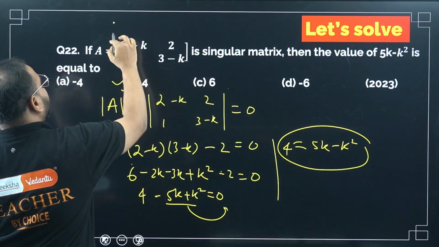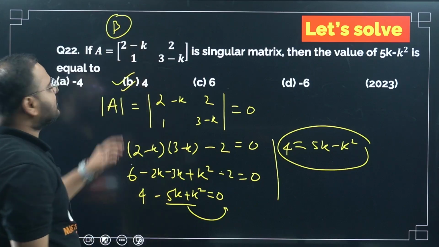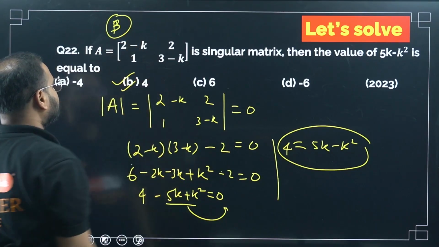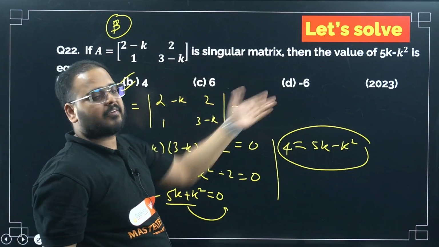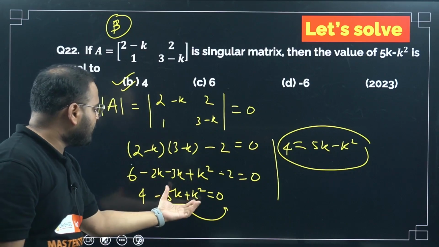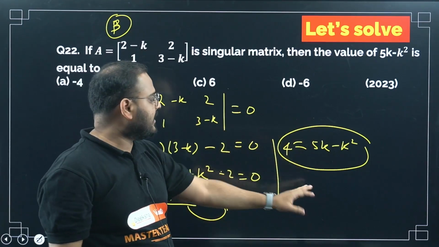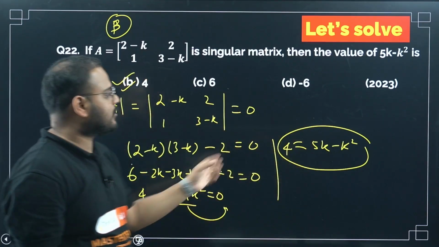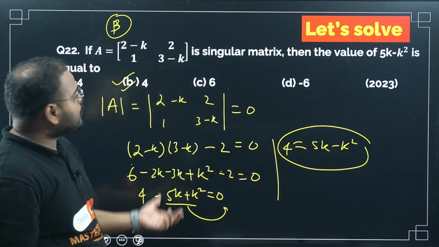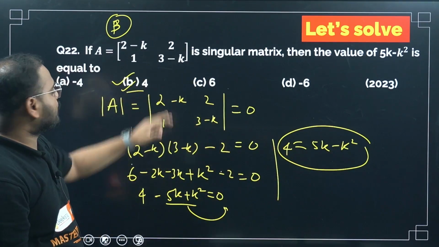4. Option number B. See, I went with what they have given in the question. What have they given in the question? This is given as a singular matrix. So put the determinant equal to 0. I got the relation 4 minus 5k plus k square equal to 0. Took this minus 5k plus k square on the other side, it becomes plus 5k minus k square, which is equal to 4. So the answer is 4.